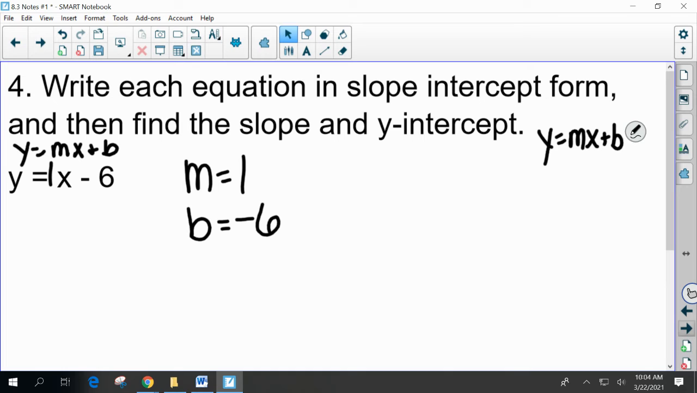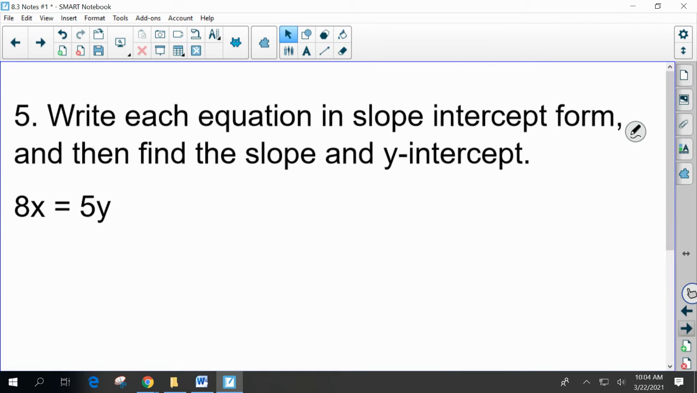What would y be? We don't have a number for it. We would have to plug in a number for x to get it. So all we're identifying with this is m and b. Okay, so let's look at the next one. So we're trying to get this in slope-intercept form.